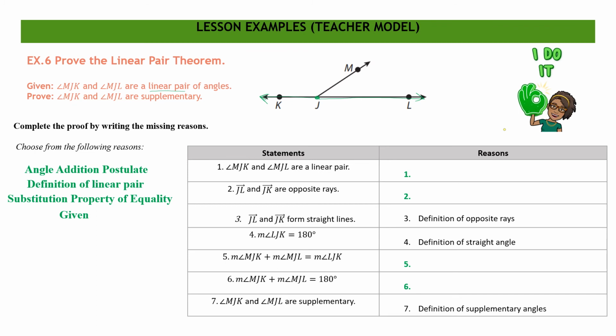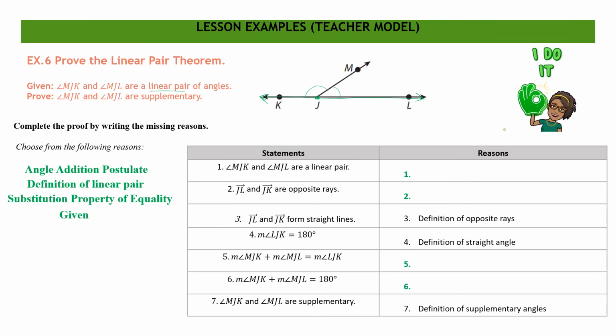Now we want to prove that these 2 angles, MJK, so that's this angle right here, is supplementary to angle MJL, and that's this angle right here. So that means we want to prove that these 2 angles actually form 180 degrees. To complete this proof, we're going to write in the missing reasons, using the reasons from this little bank that I have. So these are 3 or 4 different reasons, and we're going to make sure that we plug them in the right spot. So let's start with statement number 1.